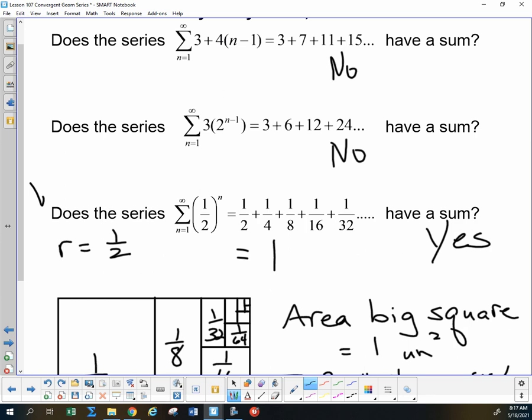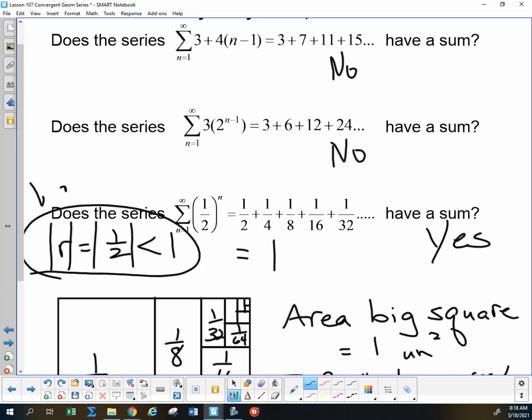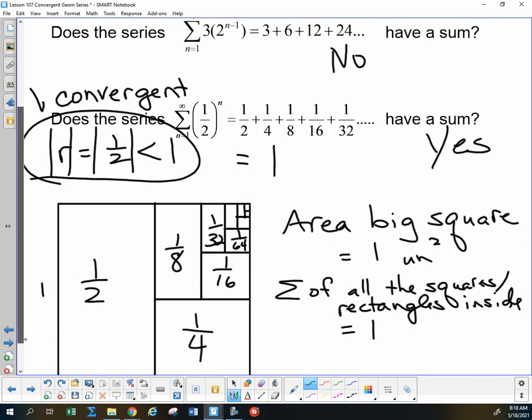What's special here is the things that I was adding kept getting smaller and smaller and smaller. They kept getting closer and closer to 0. That is only going to happen if it's geometric and if we have an r, either positive or negative, that is a fraction, so that the absolute value is less than 1. This is our special case for it to be convergent. For a geometric series, the absolute value of r needs to be less than 1 in order for it to converge, for us to be able to get a sum.